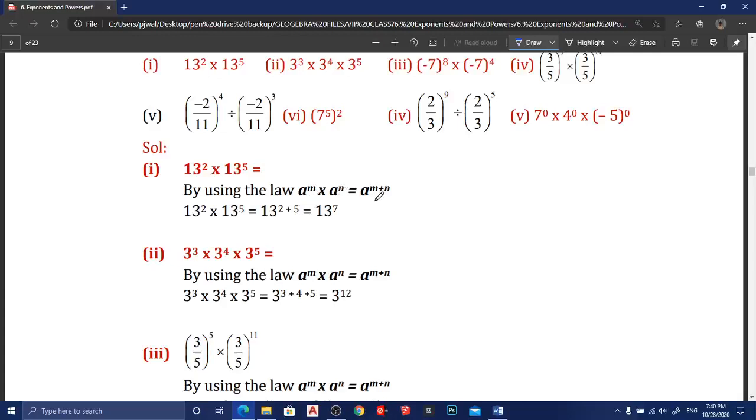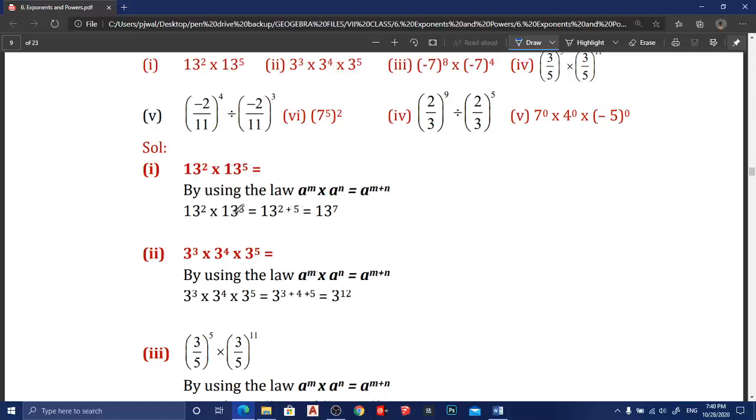Then what you have to do here, take the single base and add all the powers, if it is multiplication. What is the formula here? a to the power of m into a to the power of n is equal to a to the power of m plus n. What is the a here? 13. In both the cases, a is 13 here, but the powers here, m is equal to 2, n is equal to 5. So now by adding this 2 and 5, we can write it as 13 to the power of 2 plus 5.